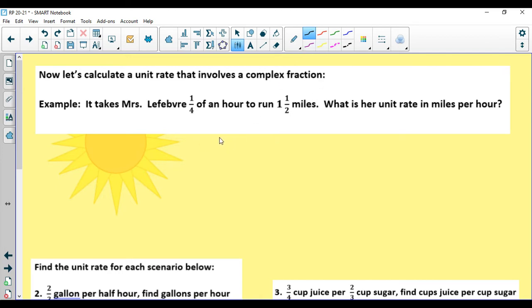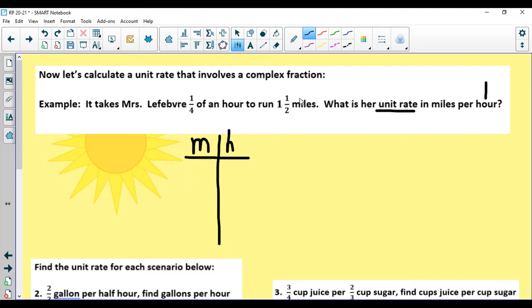So I'm going to start by drawing a table. I'm going to label it miles and hours. Because they want a unit rate, I know one of these values, either miles or hours, is going to be 1. Because they worded it miles per hour, that's telling me that the hour is the unit that's getting 1.